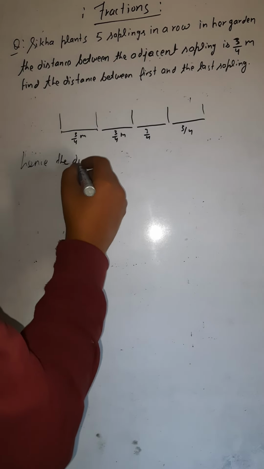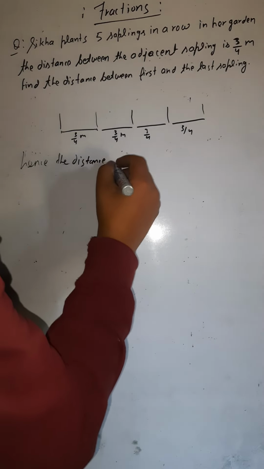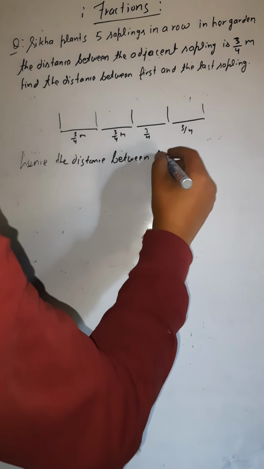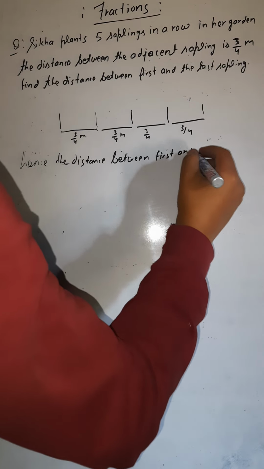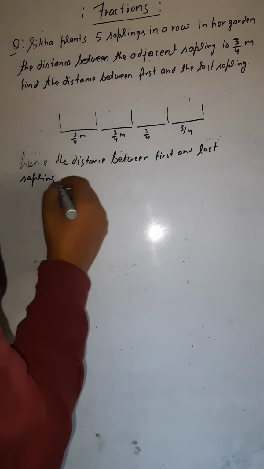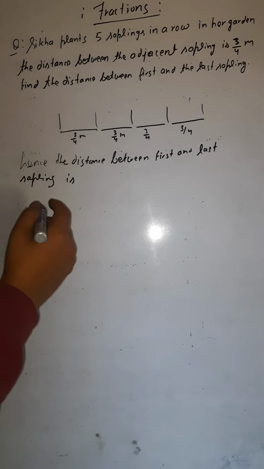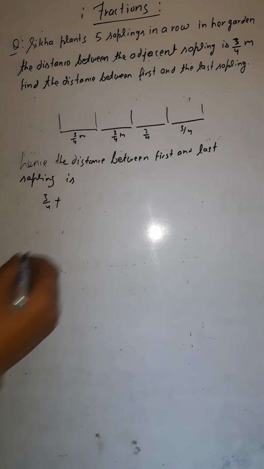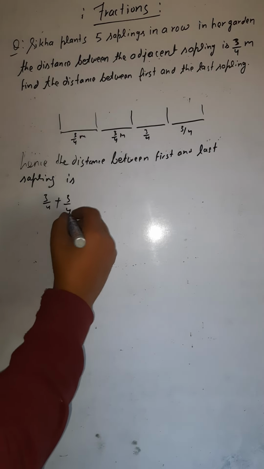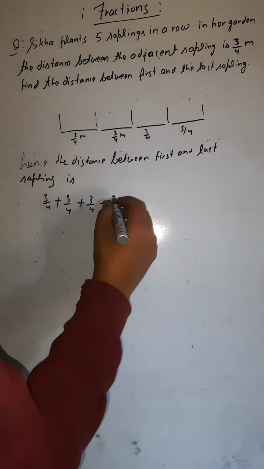Hence the distance between first and last sapling is 3 by 4 plus 3 by 4 plus 3 by 4 plus 3 by 4.